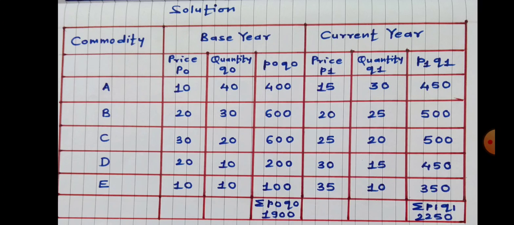Now we have to find out P1 Q1 in the current year. Okay, so 15 into 30 we get 450. 20 into 25 we get 500, 25 into 20 we get 500, 30 into 15 we get 450, 35 into 10 we get 350. After that we have to find out sigma P1 Q1. Okay, what is sigma P1 Q1 here? Summation of all prices and quantities in the current year. So 450 plus 500 plus 500 plus 450 plus 350, we get 2250.